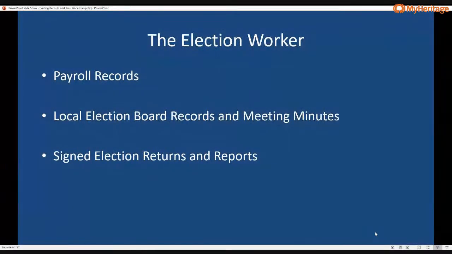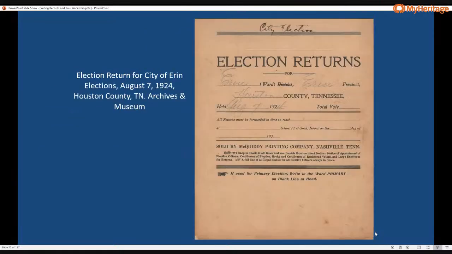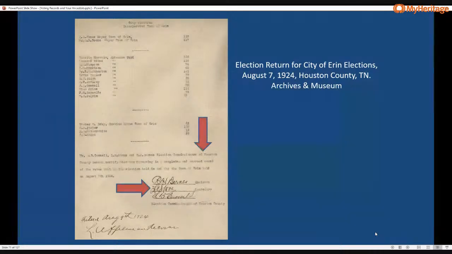Maybe your election workers actually signed election returns and reports as an election worker. Again, we may be able to get a signature. This is an election return for the city of Erin from 1924. This is something we have here in our archives. As you get into the election return, you can see where the commissioners, the chairman and the secretary and the commissioner have all signed this document. Getting your ancestor's signature on any kind of document, but isn't it great to have something from an election document that they were a part of and they signed because they were an election worker?